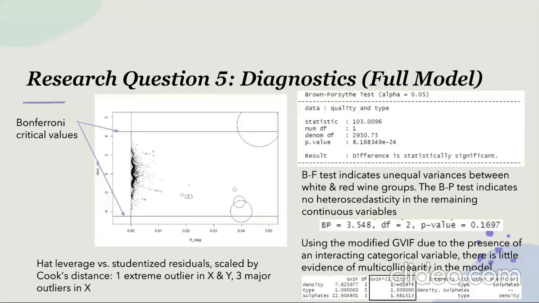Next, using the variance inflation factor, which was modified according to degrees of freedom due to the presence of the interacting categorical variable, there is very little evidence of multicollinearity in the model, due to the values being well below 10.